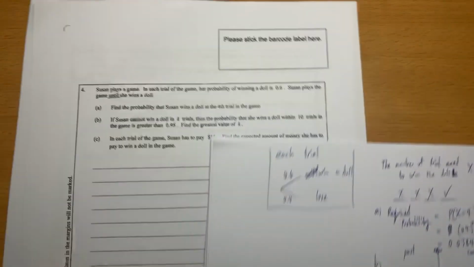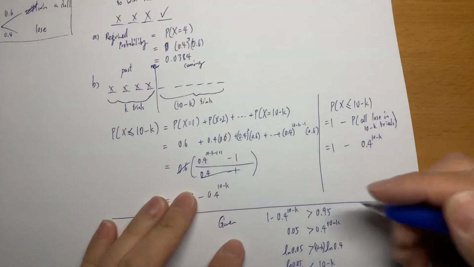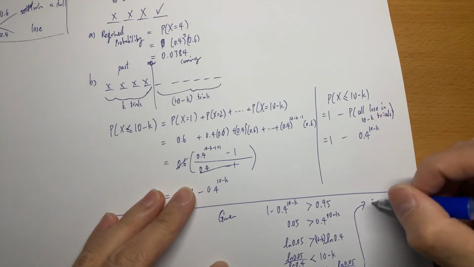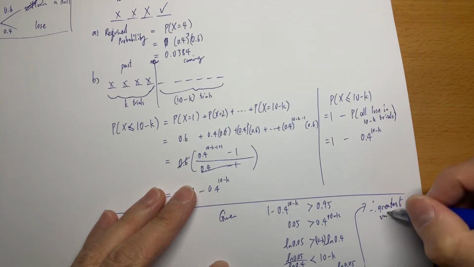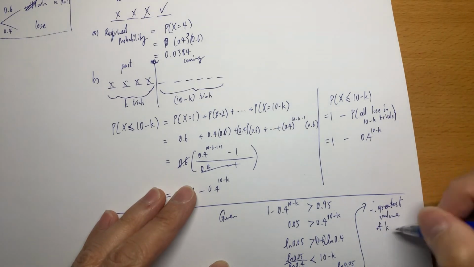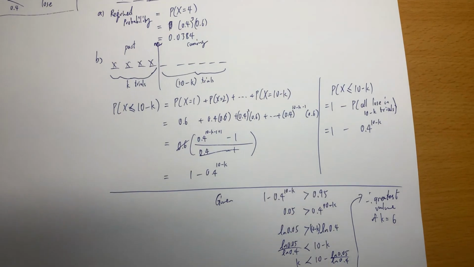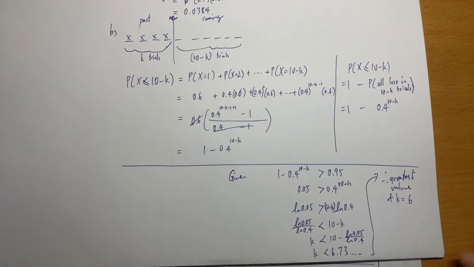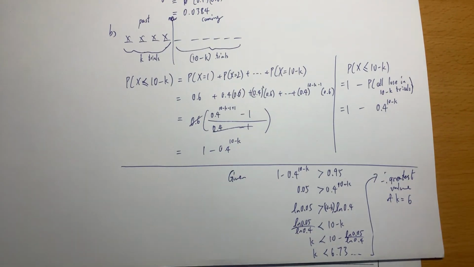And then they are asking for the greatest value of k. So the greatest value of k should equal 6. That means in the very beginning she cannot lose more than 6 times. Otherwise the probability to win the doll is less than 0.95.